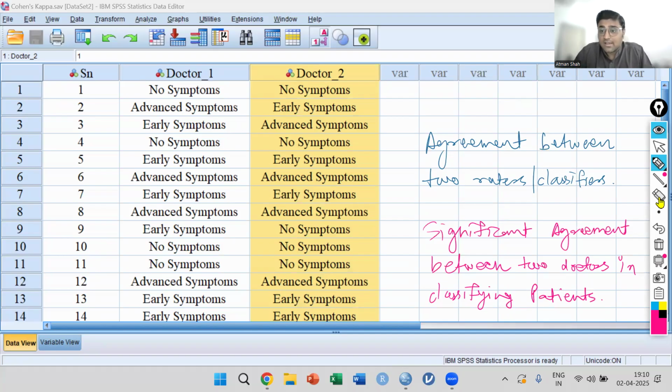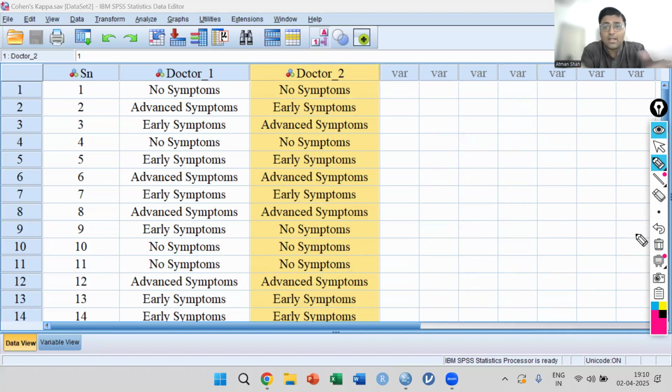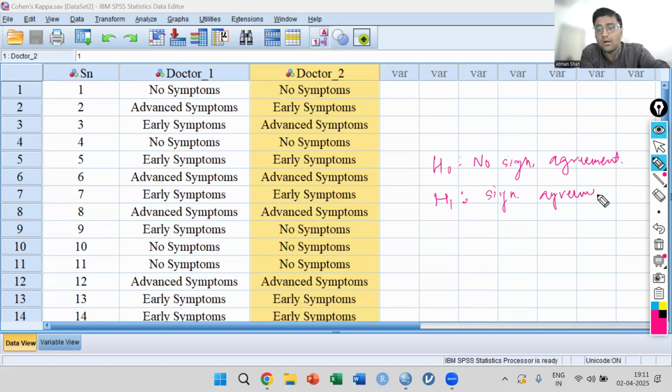So what is our null hypothesis? Null hypothesis H naught says that there is no significant agreement. An alternative hypothesis says that we have significant agreement.